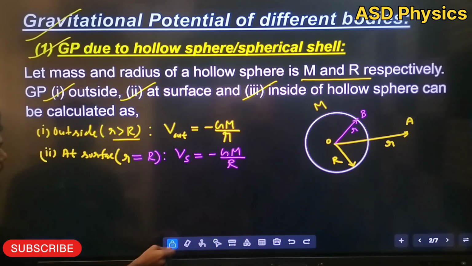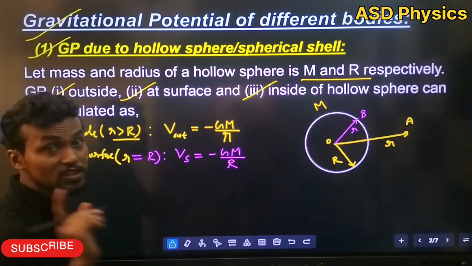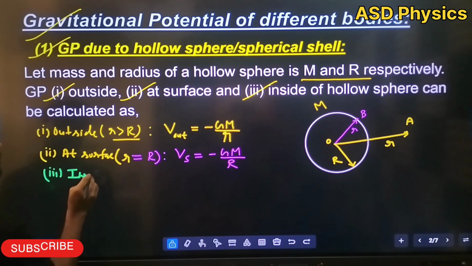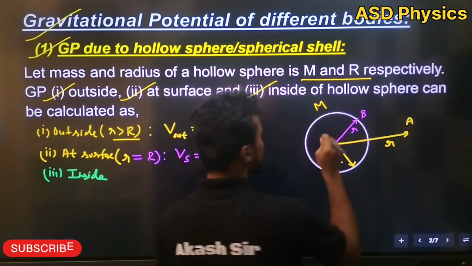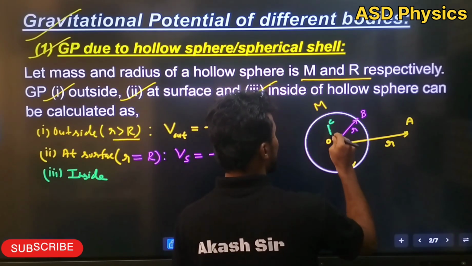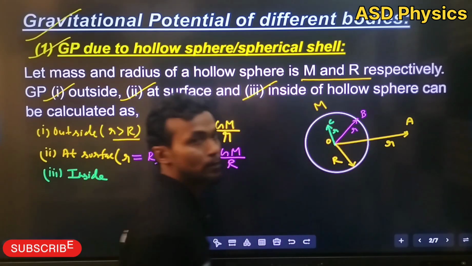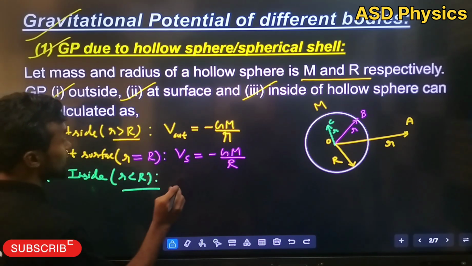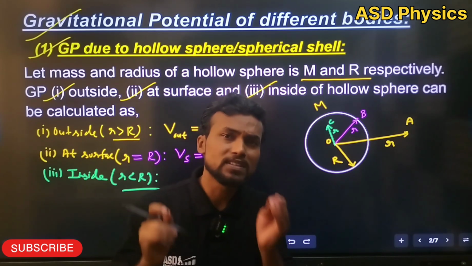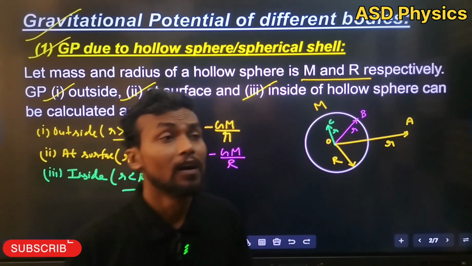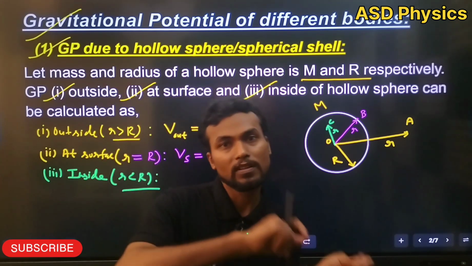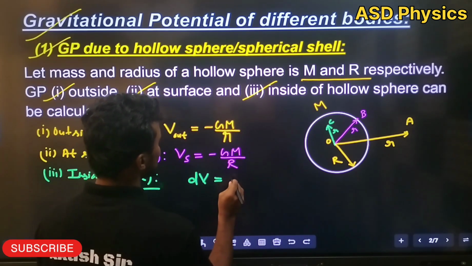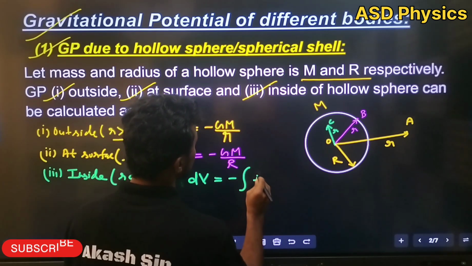Now the main thing arises when we calculate the potential inside. Inside, I have taken some more point C, and let's take this distance as r. In this situation small r is less than R. Very important, listen very carefully. In this situation we have to use the relation between gravitational field intensity and gravitational potential, and in the last video I taught that this is given by dV equal to minus I dr.